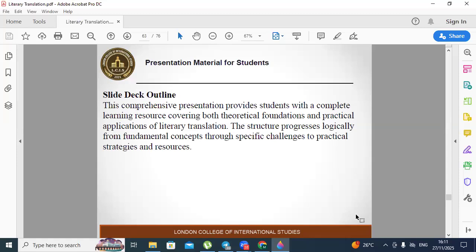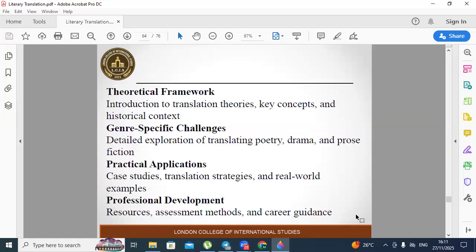We begin with definitions and theory because you need conceptual frameworks before tackling practical work. We then examine specific genres and challenges because you need to understand what you will face. We then provide strategies and resources because you need tools to address challenges. Now let's talk about the theoretical framework.